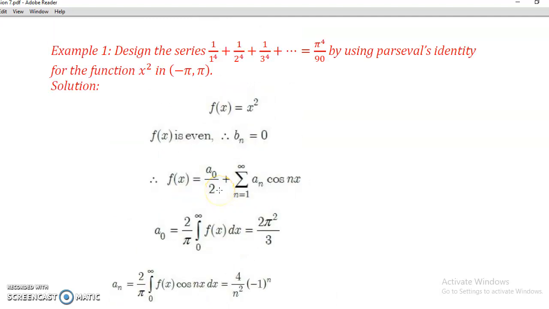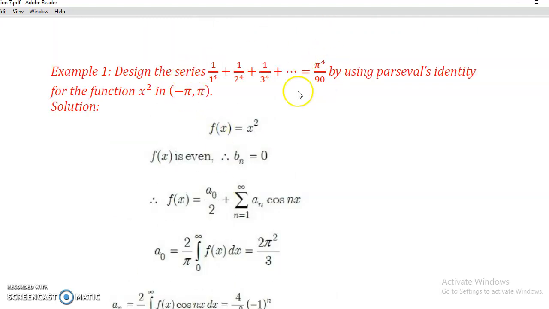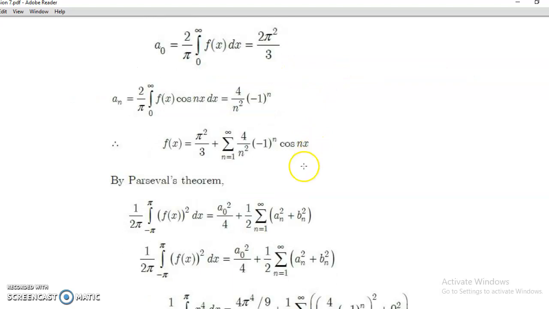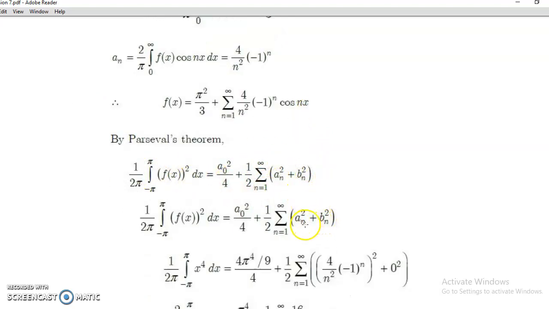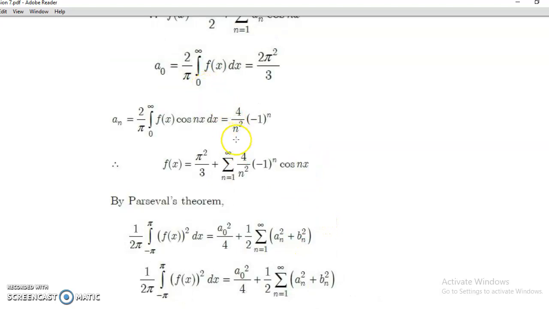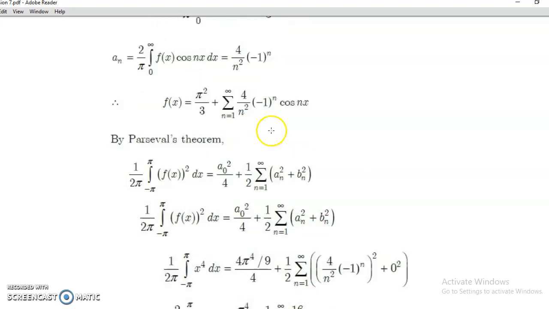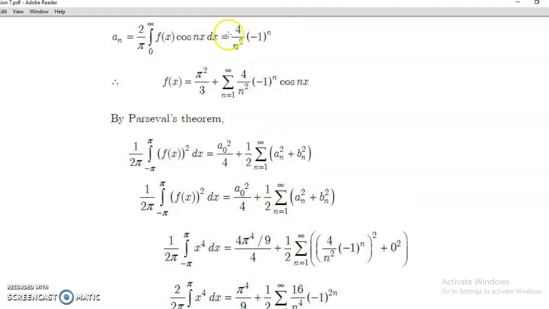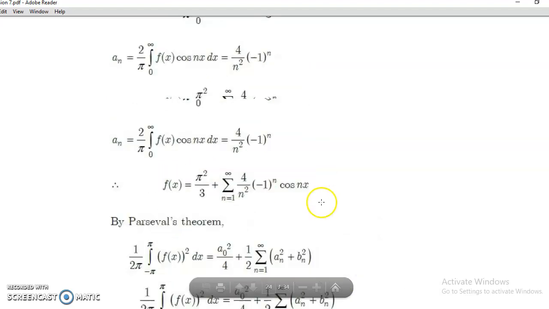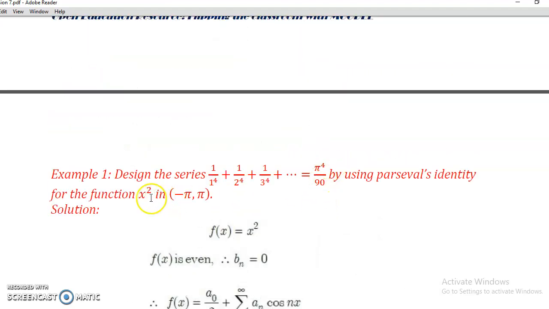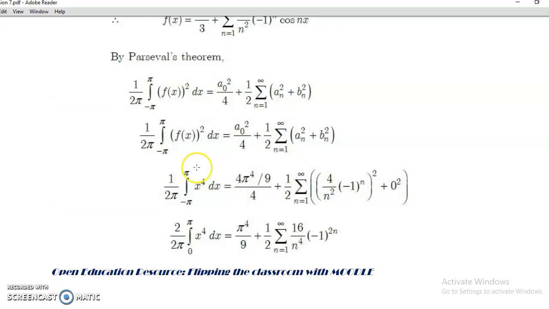Now you can use Parseval's theorem to deduce the series. So Parseval's theorem formula is here. Bn value is 0, you knew it. An value we already just found as 4 by n square into minus 1 the whole power n. An square means squaring, 16 by n power 4 and minus 1 the whole power 2n. And the LHS f of x the whole square, f of x is x square in the question, which is given already. Squaring means x power 4.